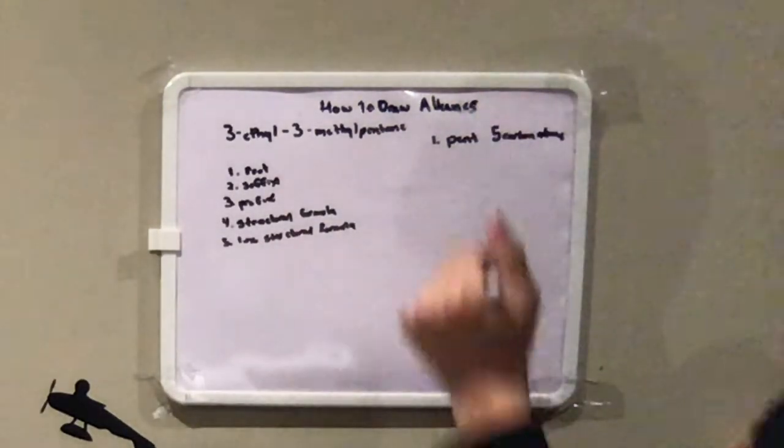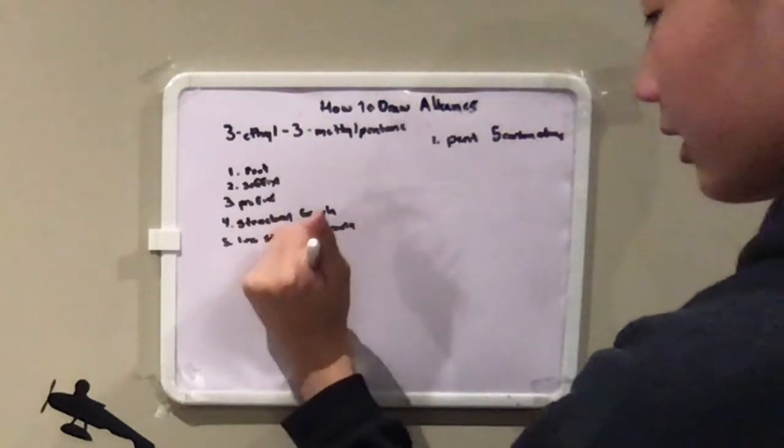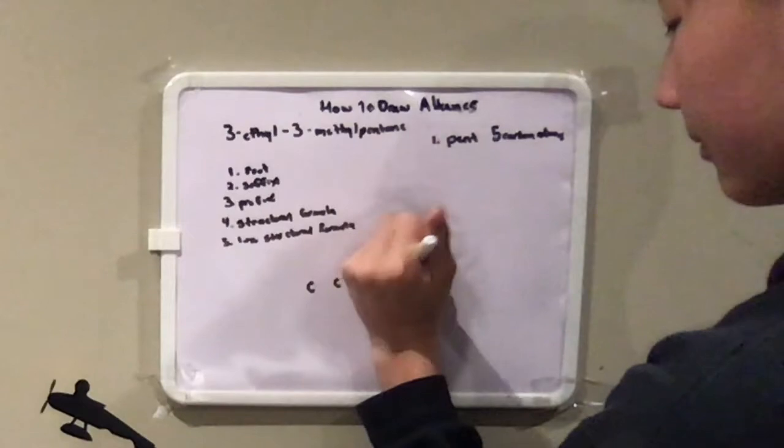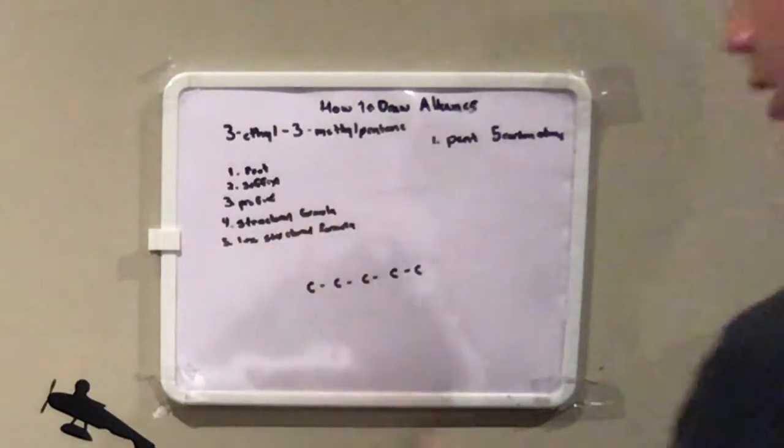And we can just draw that right now. So I'll draw it down here. 1, 2, 3, 4, and 5. Just add single covalent bonds.